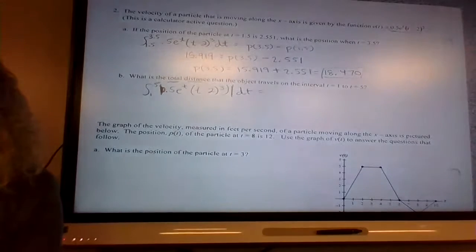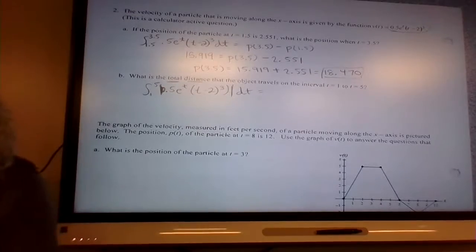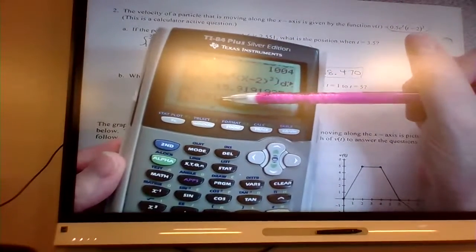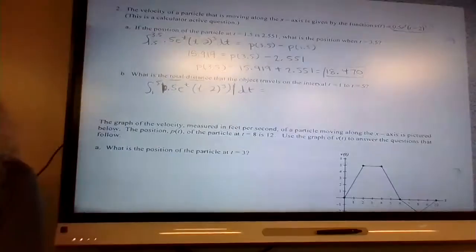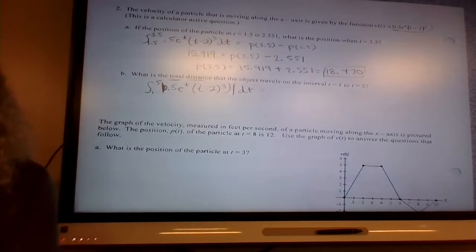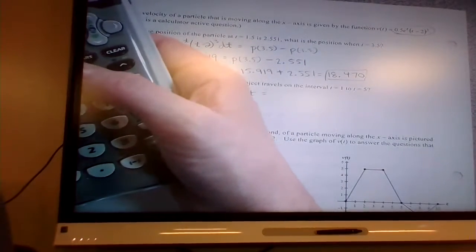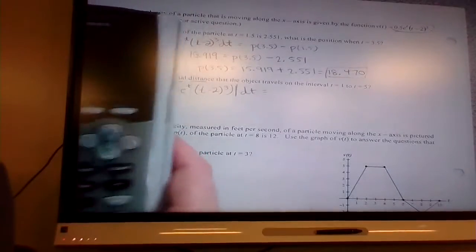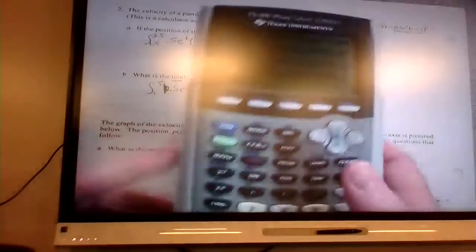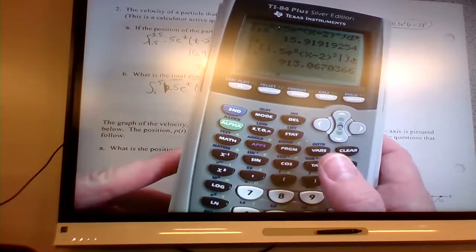Okay. So I'm going to put that in my calculator. From 1 to 5. And then absolute value. So see, I've got absolute value bars in there. Okay. And then 0.5 e to the t, and then (t minus 2) to the third dt. But I'm not actually using t. If you want to take the time to hit alpha and t, then go for it. But, you know, it's a timed test, right? So there you go. Oh, there we go. 913.067.